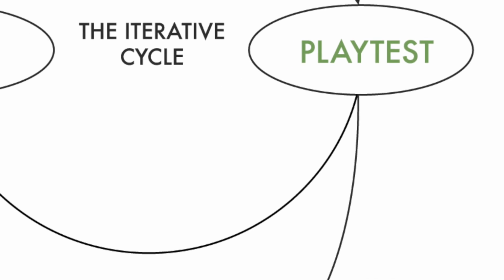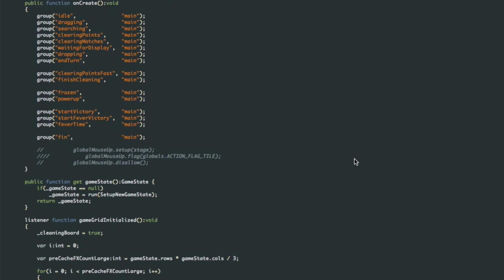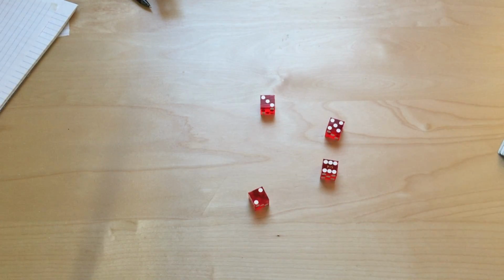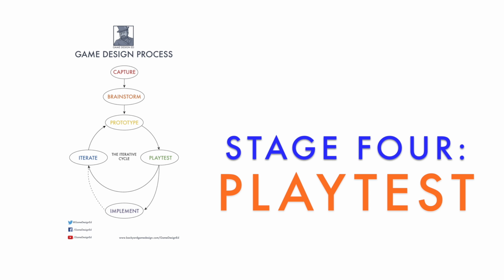Then you test it, find the problems, and make improvements through iteration. And don't wait for a better way to build your prototype either. If you're making a video game and you can't code, for example, that doesn't mean you can't make a prototype. Make a paper prototype, use some dice or cards. Whatever you have on hand is good enough to make a prototype. This is an early stage of experimentation, and you need to make many rapid prototypes.